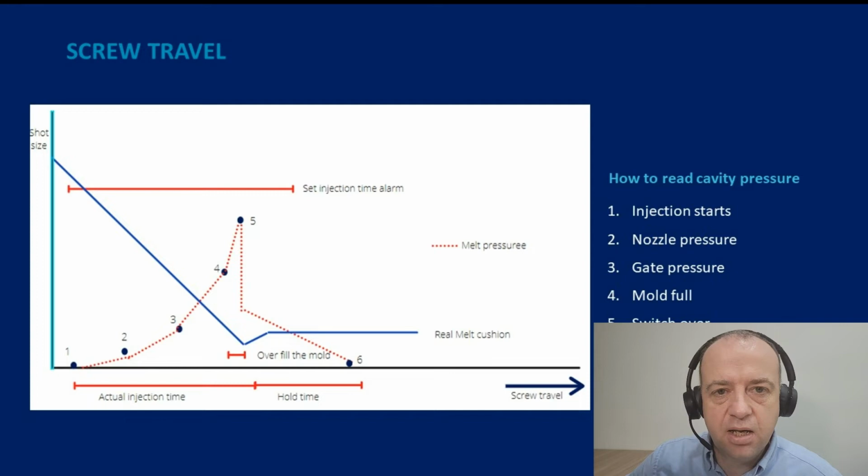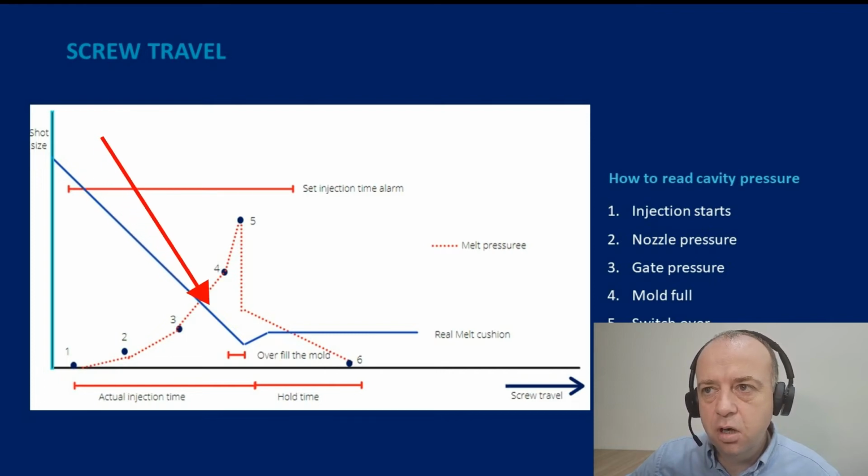Now let's have a look at the screw position. You're going to start at the screw position of whatever you've plasticized it back to. So let's say it's 100 millimeters. As we start to inject, the screw is moving forward all the way down to this switchover point, and let's just say it's 10 millimeters.